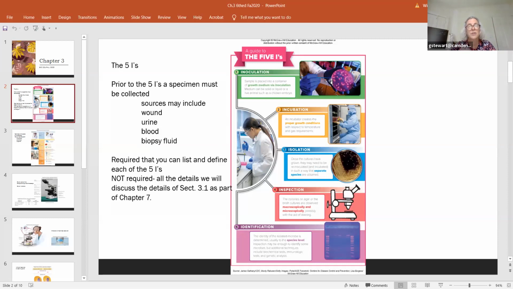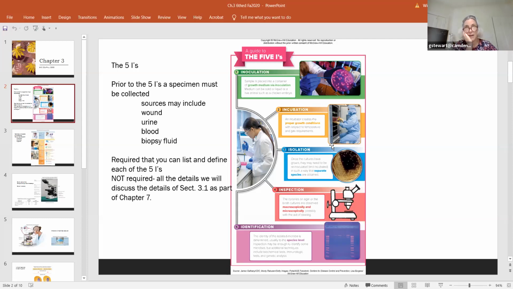So the first thing that happens, you take a source, you get a source of bacteria, and you inoculate them onto some media where they will be happy and grow. Then you put them in an incubator. This creates proper growth conditions. You can see the person here fully clothed as if they're in like a P3 facility, and they are putting some samples into the incubator.